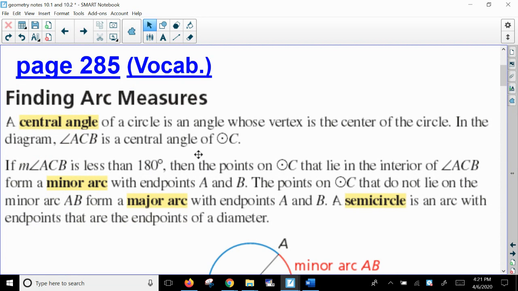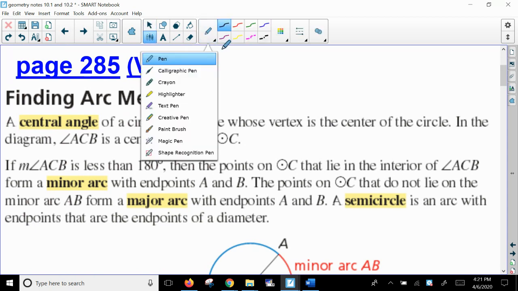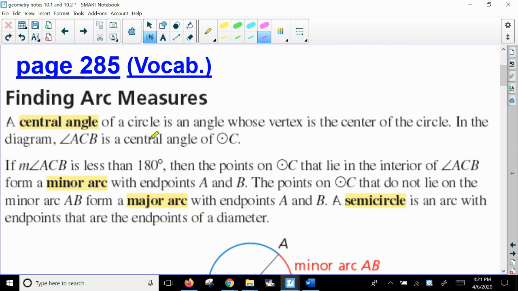All right. So, a central angle. Notice the word central sounds a lot like center. That's because a central angle is an angle whose vertex is the center of the circle. Let me go back to my highlighter. Highlight that. Vertex is the center of the circle. There are going to be a lot of angles in the circle, but if the angle has the vertex at the center of the circle, it is called a central angle.